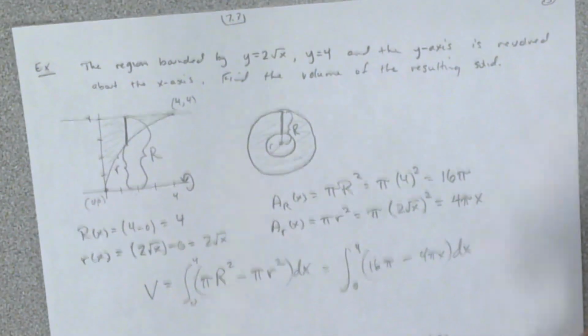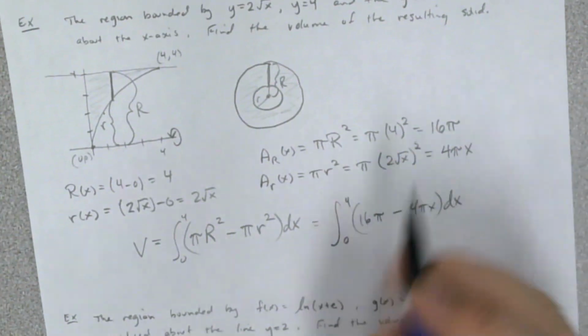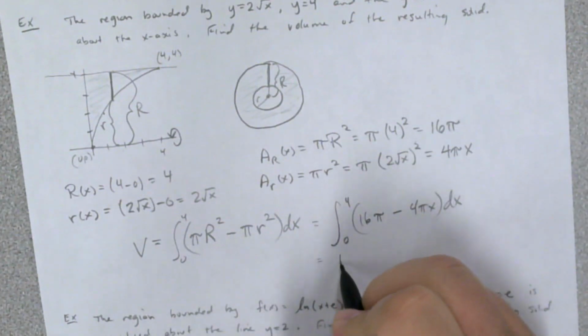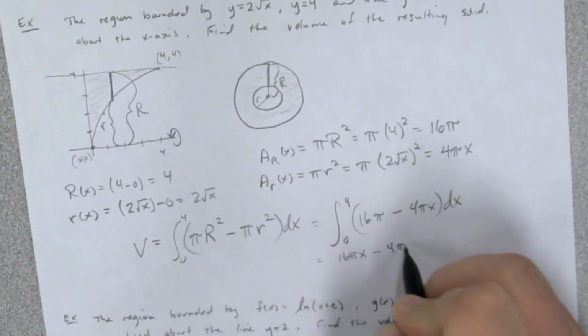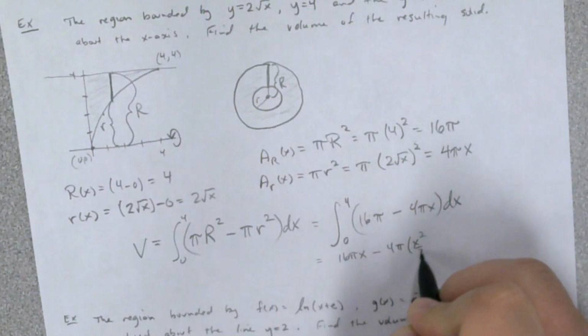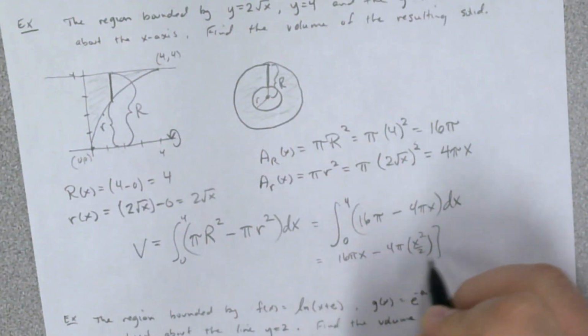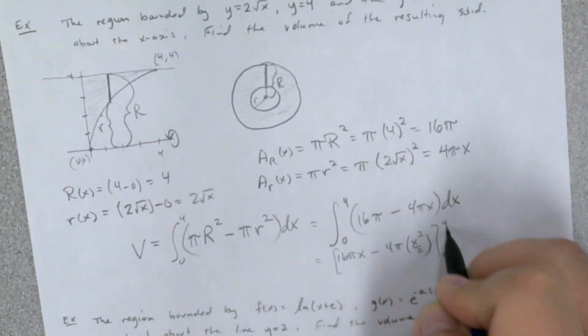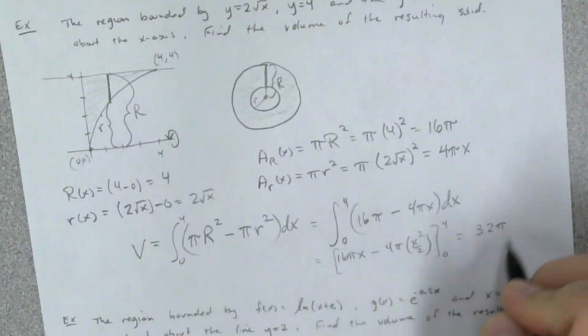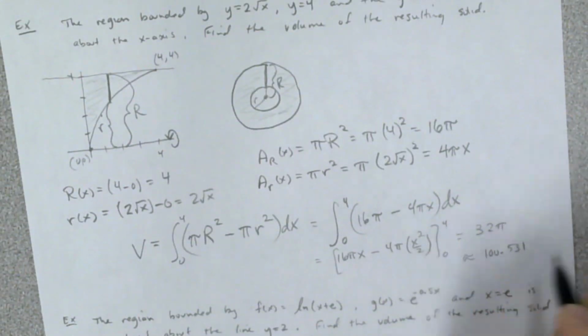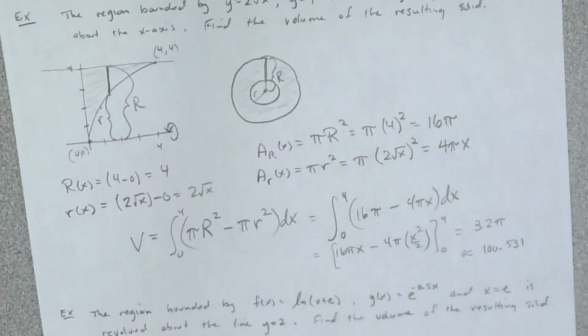Okay? And you can integrate this by hand. It gives me 16 pi times x, and this will be 4 times pi times x squared over 2. And you want to evaluate this between 0 and 4. And you can do all that stuff and you're going to get 32 pi. Or if you use a calculator, you'll get 100.531. Okay, so that is the process you're going to follow there.